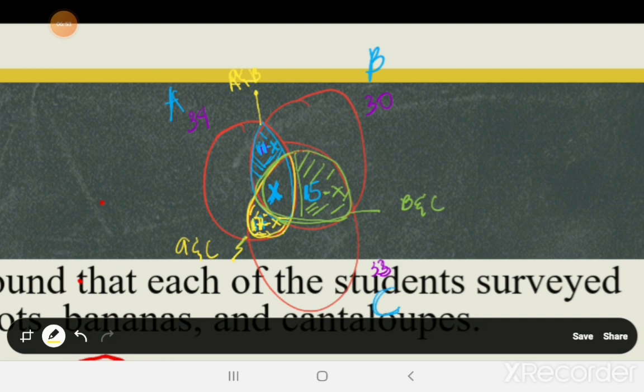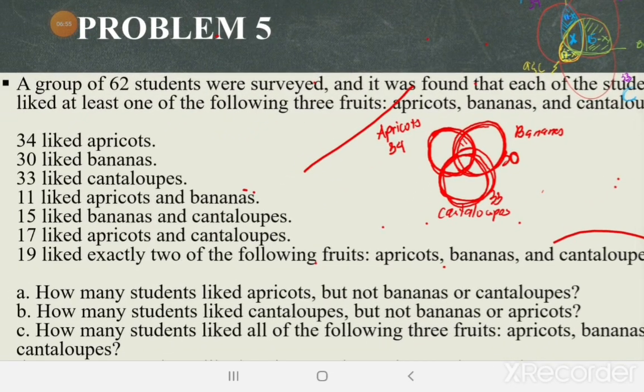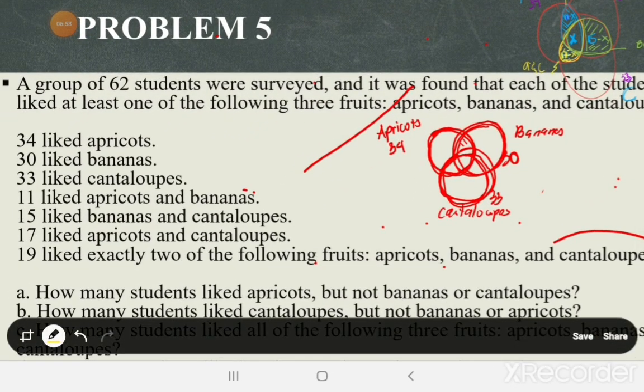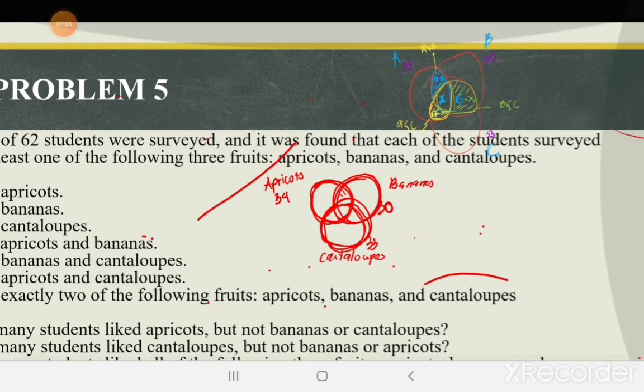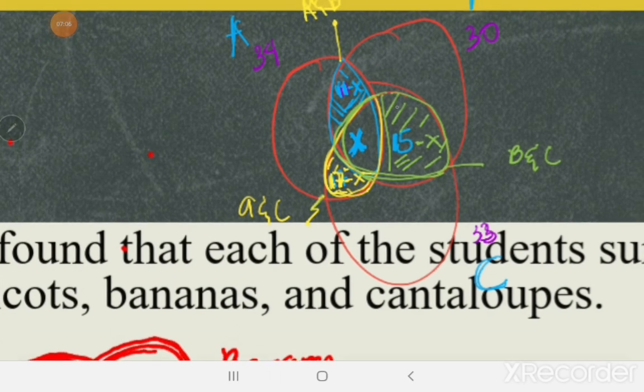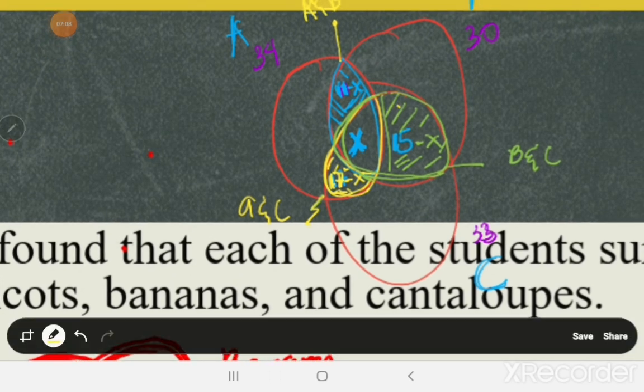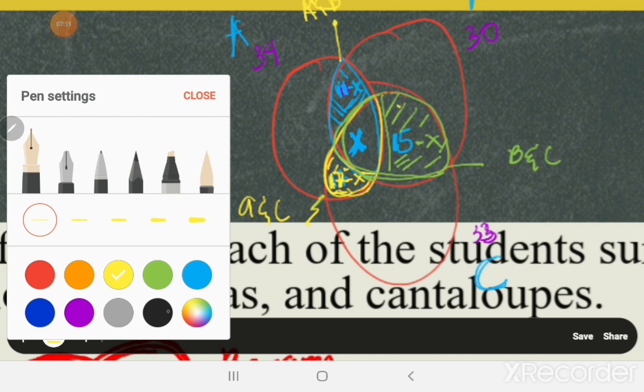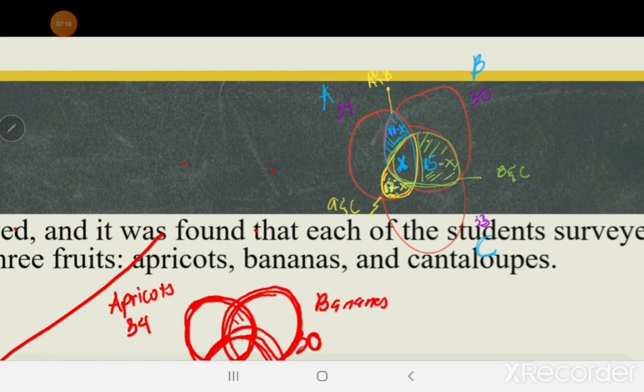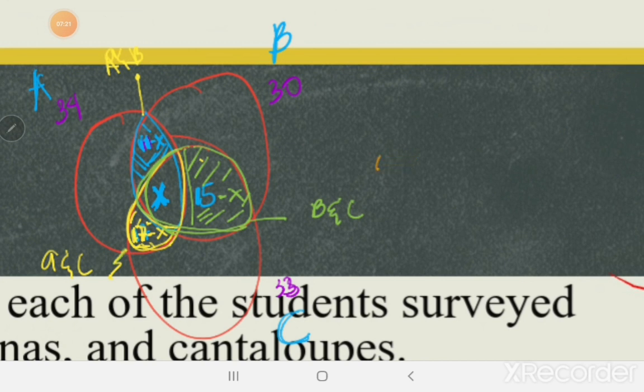But the statement says that there are 19 people who like exactly 2 of the following fruits. So, all of this diagram has 19 people, 19 distinct people, not including the total of people who like all three. So, if we add these up, these are the 19 people who like exactly two. This is your X, and these are your 19 people.